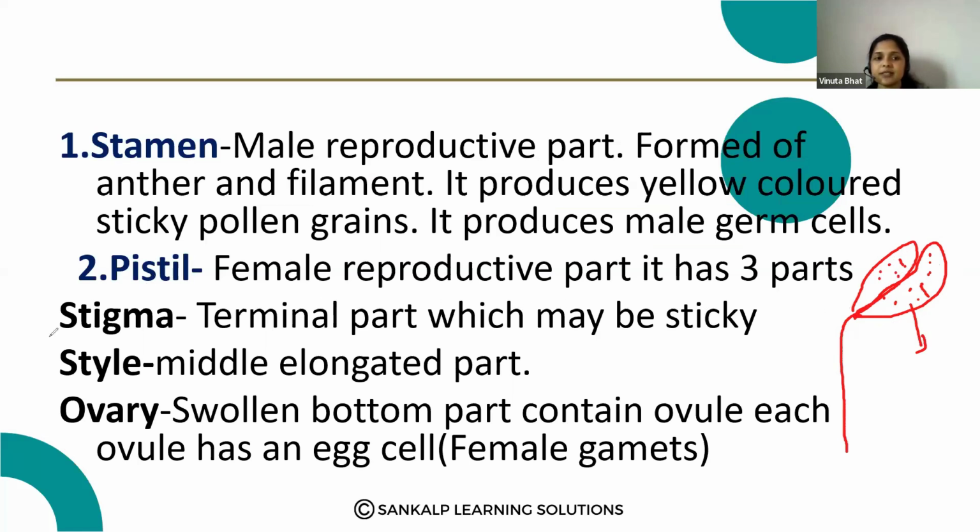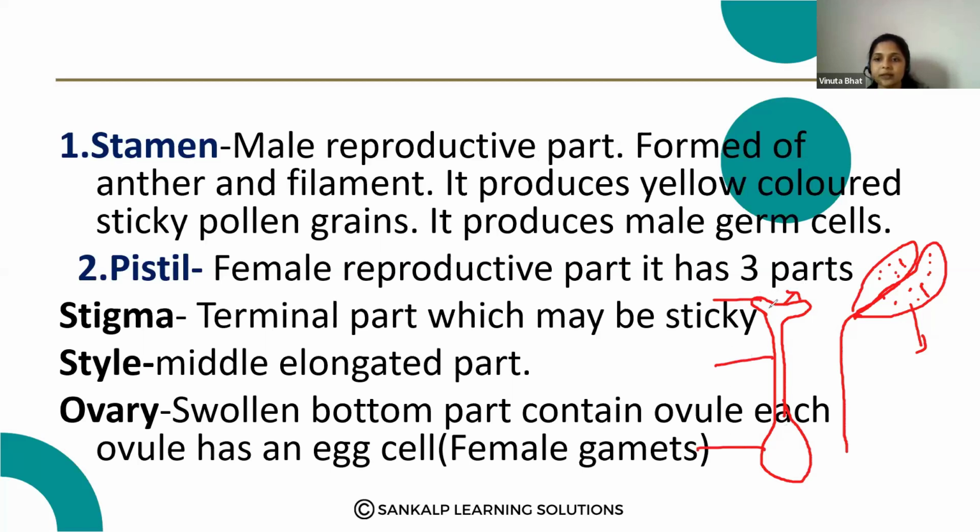And pistil is the female reproductive structure. So I will draw the pistil like this. This is the female, it is totally called the pistil. So this is the female reproductive structure and it contains the stigma, style and ovary.